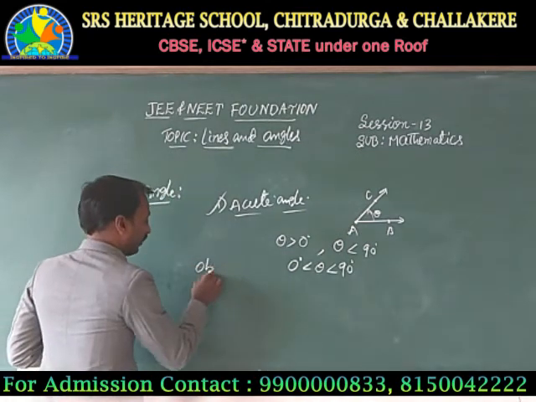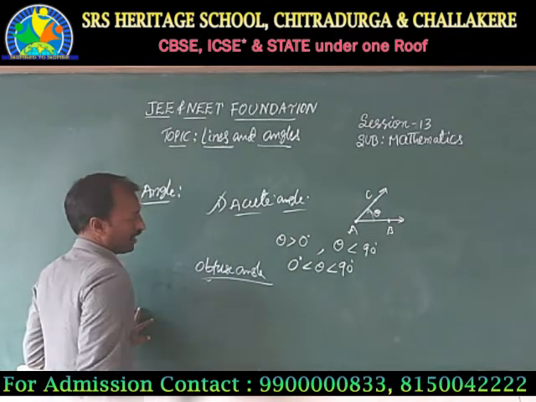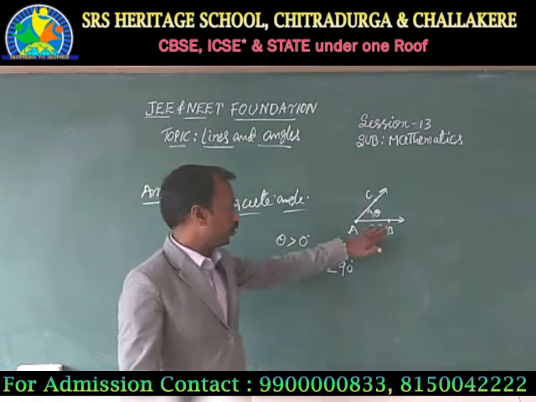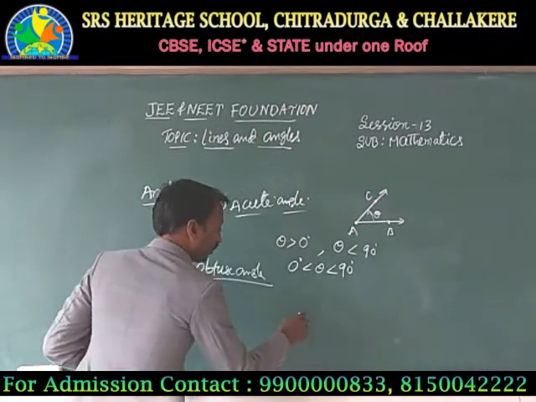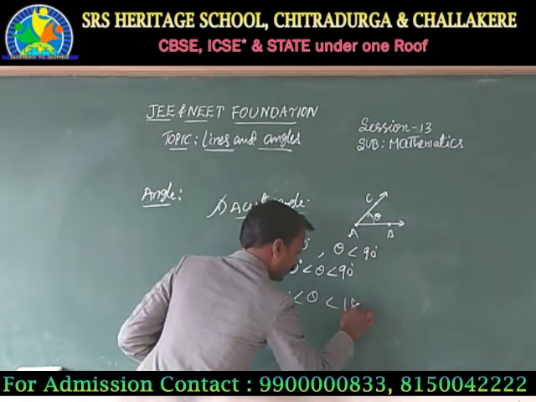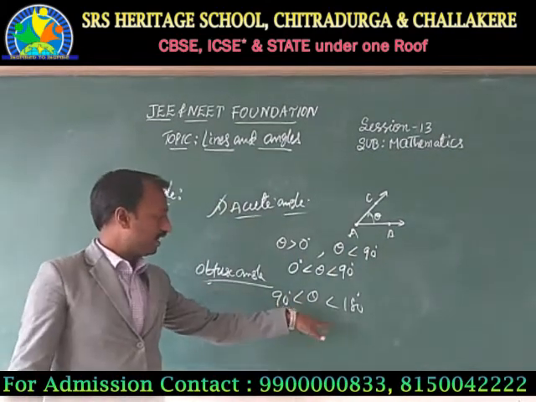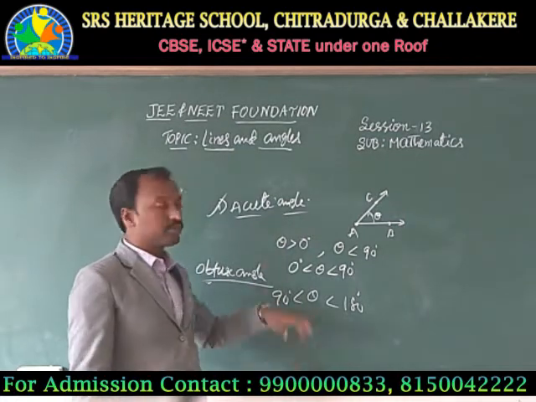Whereas in an obtuse angle, the theta value should be more than 90 and less than 180. Theta lies between 90 and 180, more than 90, less than 180. So the angle is an obtuse angle.